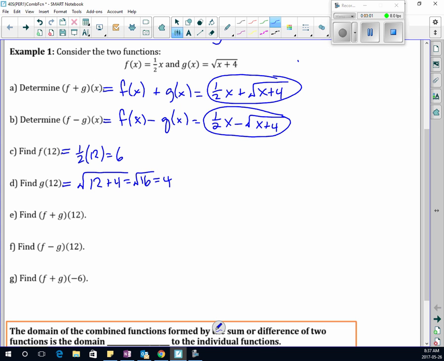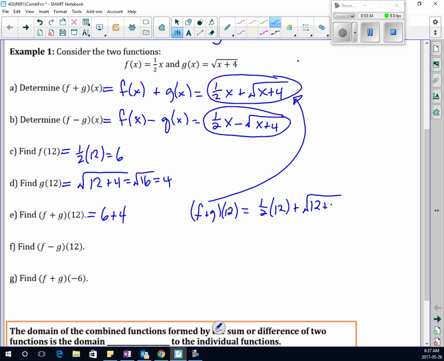So what I want to demonstrate now is if they wanted to find f plus g of 12, because you've already found it, technically it should just be 6 plus 4. But you could have also used your new function there, right? And found f plus g of 12 into that, and I got 1/2 of 12 plus the square root of 12 plus 4. Either way, I'm going to get 6 plus 4 is 10. Does everybody see that? Okay, so f minus g of 12. So that would be 6 minus 4, which is 2, and I don't need to demonstrate it up there.